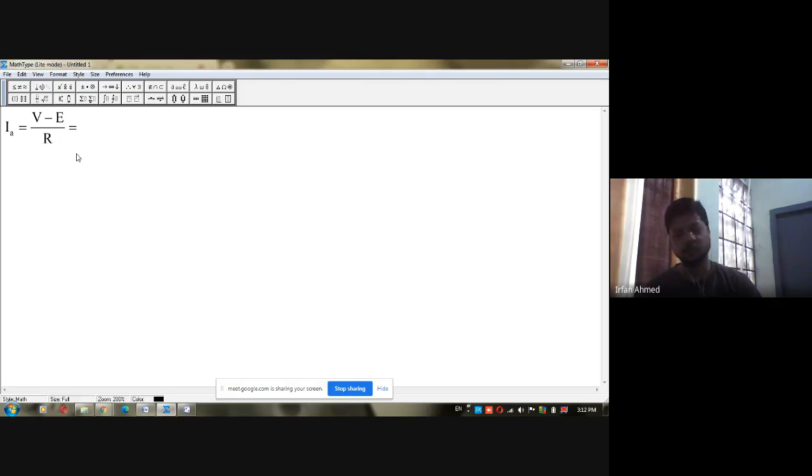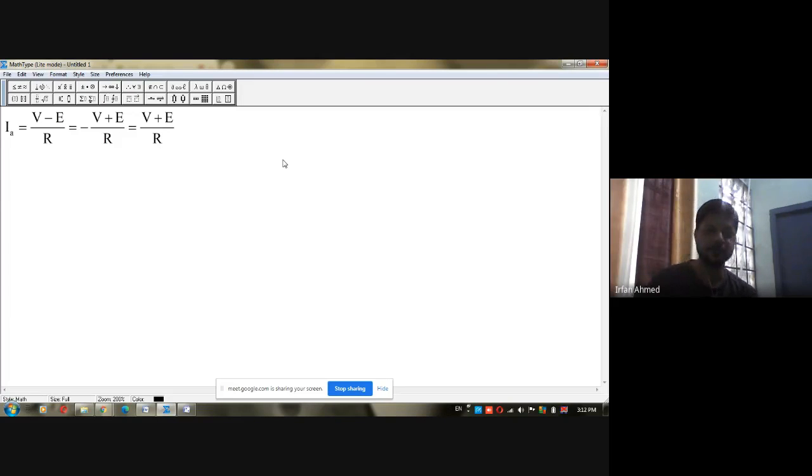Okay. There are two cases here. One case you've already seen that we had reversed armature terminal so that your V became negative. So your current becomes negative of (V plus E) divided by R. Correct? This is the case that we had seen. Another possibility is this, the other possibility.